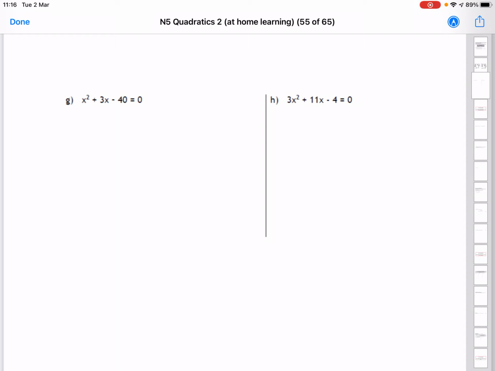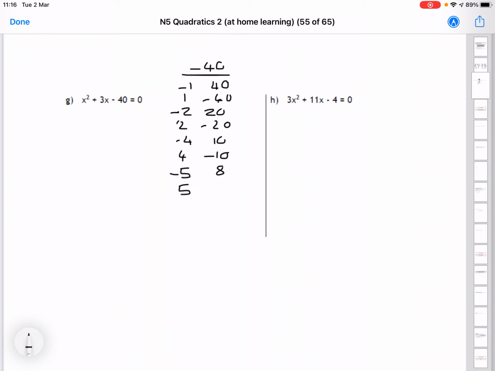but add up to positive 3. So for minus 40, what is useful to do is write out a list of the numbers that you can multiply to get minus 40. So we could have minus 1 and 40, or 1 and minus 40. We could have minus 2 and 20, or 2 and minus 20. We could have minus 4 and 10, or 4 and minus 10. And we could also have minus 5 and 8, or 5 and minus 8.